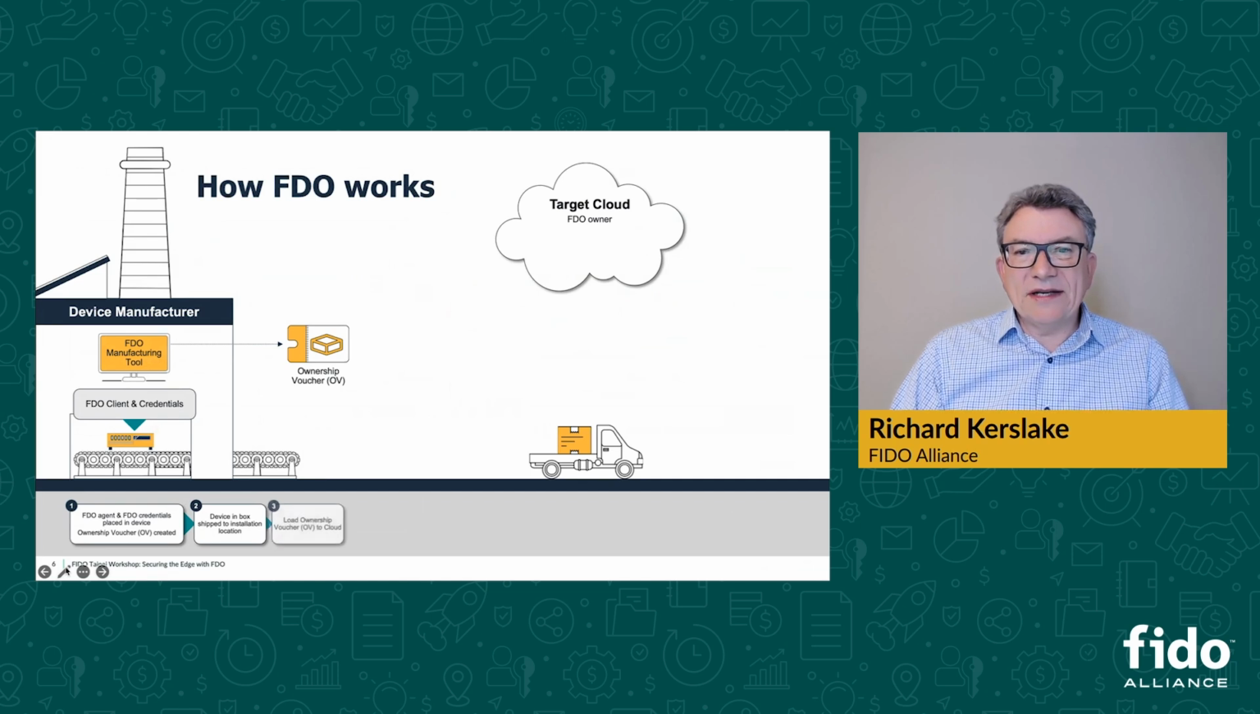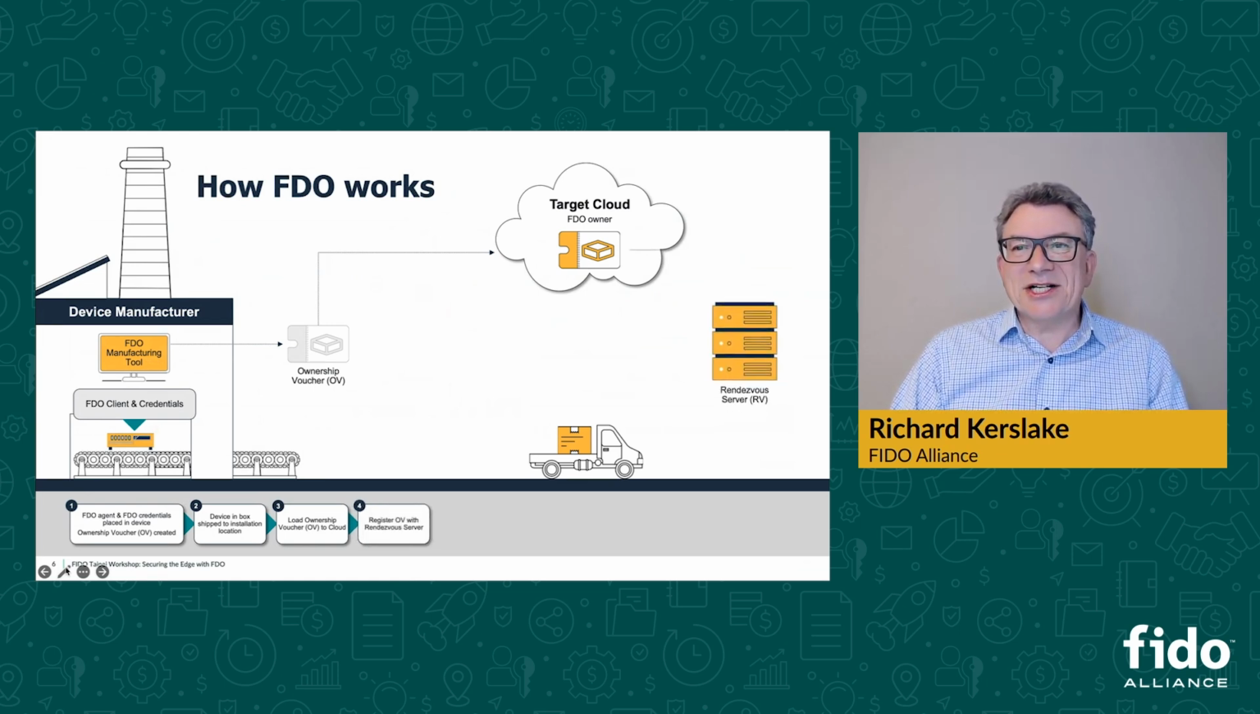But at some point, it will come to the point where you've decided, hey, I know where I want to upload this. I know where I want to onboard. I own this product. So the first thing you do as the owner of the device is you send the ownership voucher to your target cloud. And again, that can be on-premise, it can be in the cloud, it could be multi-tenant. The first thing that does in turn is it registers that ownership voucher with something we call the rendezvous server, which acts like a redirect, kind of a DNS.